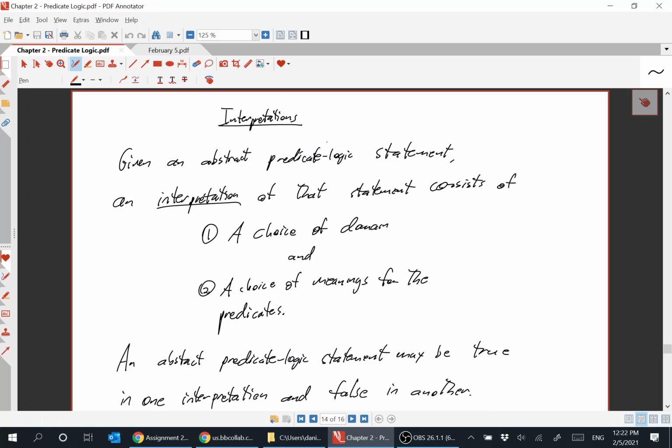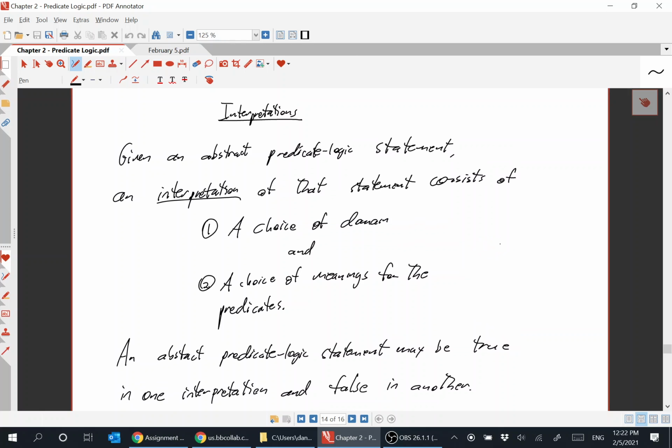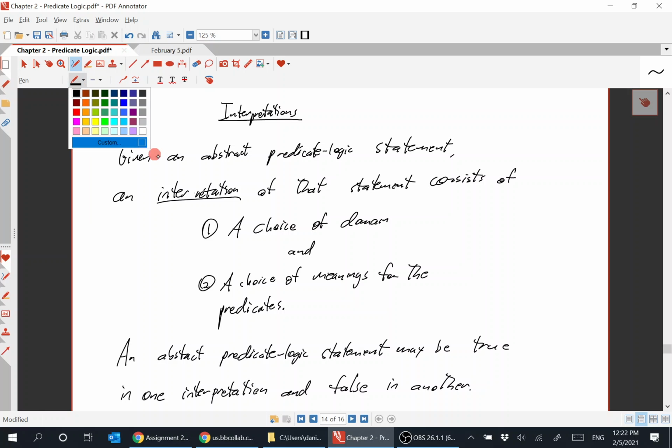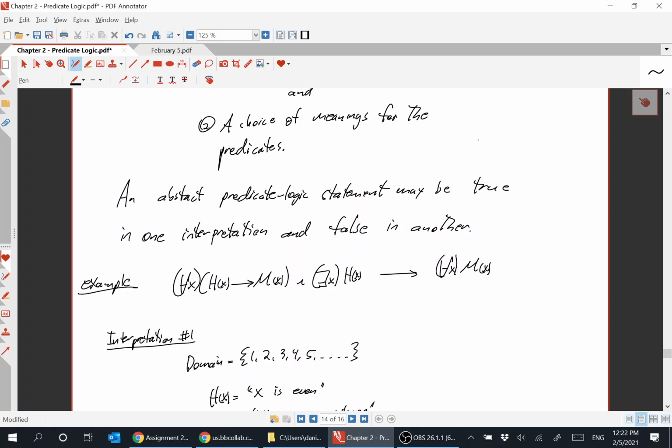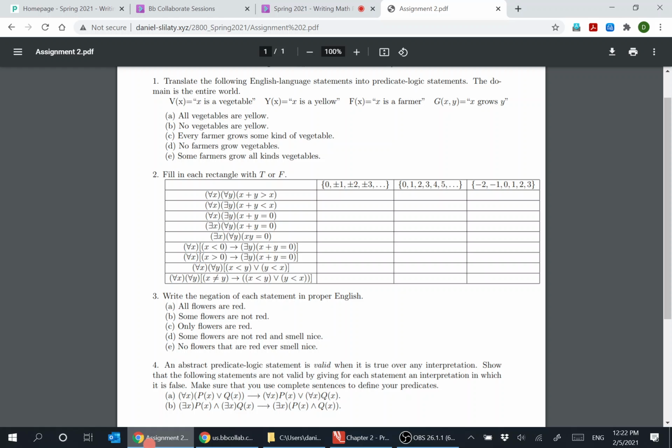Given an abstract predicate logic statement, an interpretation of that statement consists of a choice of domain and a choice of meanings for those predicates. An abstract predicate logic statement may be true in one interpretation while it's false in another. We've seen this already with problem number 2 here. Here's one statement, and then you look at it over several domains. Sometimes it's true, sometimes it's false, depending on what the domain is.